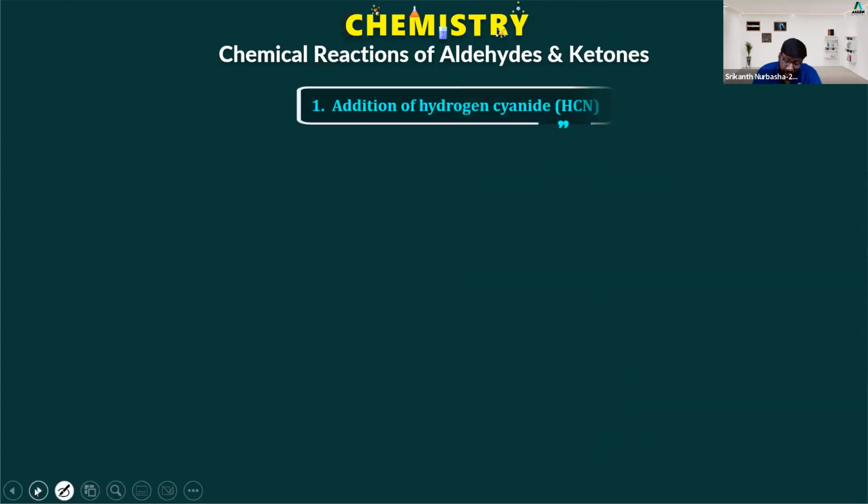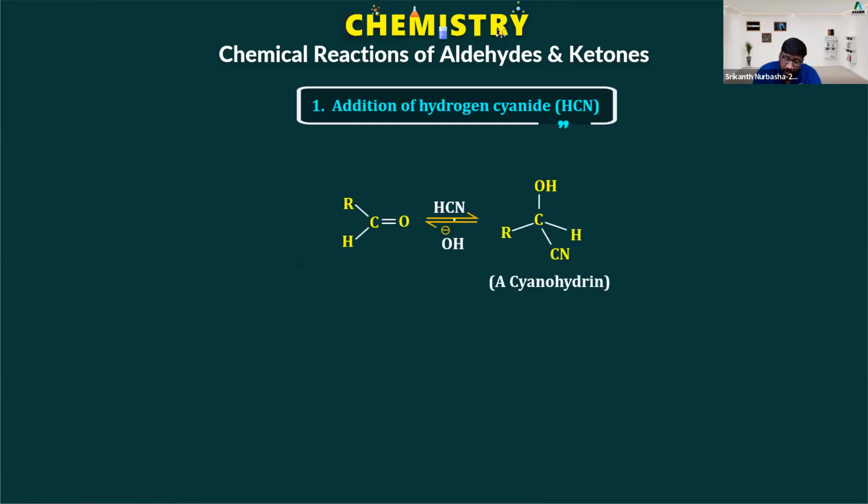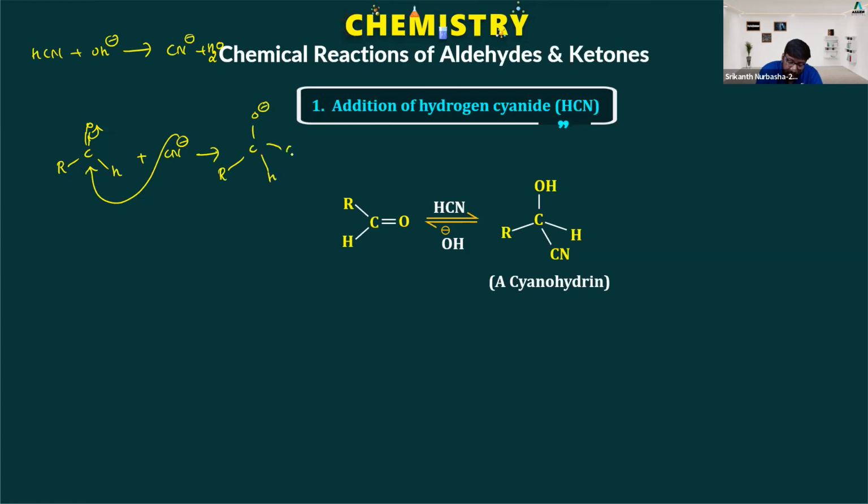Let's look at the reaction of aldehyde or ketone with HCN, that is, addition of hydrogen cyanide. C double bond O, with HCN in the basic medium, we form CN minus and water. CN minus will act as a nucleophile. It will try to attack the electrophilic carbon. As soon as it attacks, the pi electron density moves away. You get R-C-O minus with CN. This O minus will try to pick up the proton now. It will form R-C-OH with CN. These are nothing but cyanohydrins.